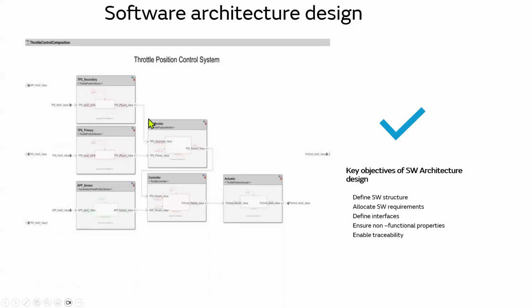So this is an example of the throttle control composition. This is the software architecture of the throttle composition. You have multiple subsystems, and these subsystems we call software components. So in order to calculate and get your actuation of the throttle position, you need to have these software components interact.